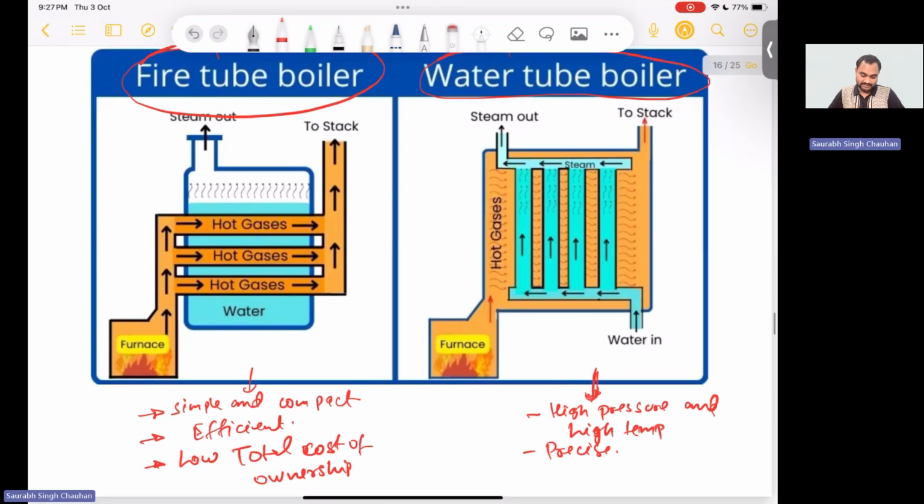So you can see in fire tube boilers, water is filled in some sort of tank, and you are getting some steam, but that steam is not at high pressure and high temperature. Temperature can be high, but pressure will not be that high.